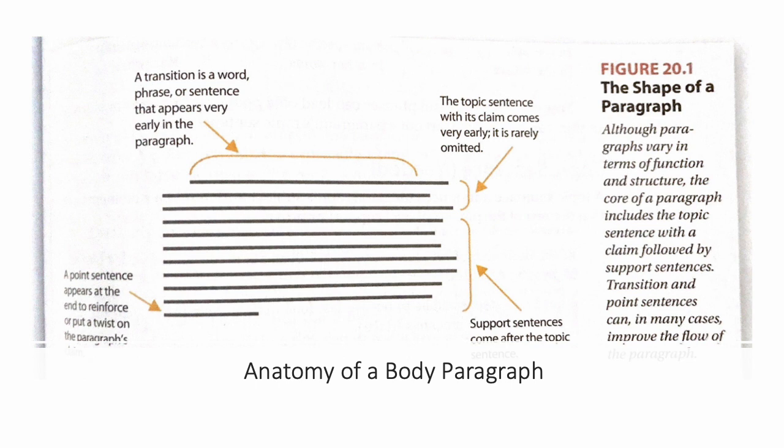Here's an excellent figure on what a body paragraph looks like. And this is something that I actually got from your book. So this wonderful shape of a body paragraph, or the anatomy of a body paragraph, shows that there is a topic sentence in the body paragraph, which has a transitional word. There's supportive sentences, and then there's a point sentence. And you're probably wondering what all these types of sentences are. So let's take a deeper dive.